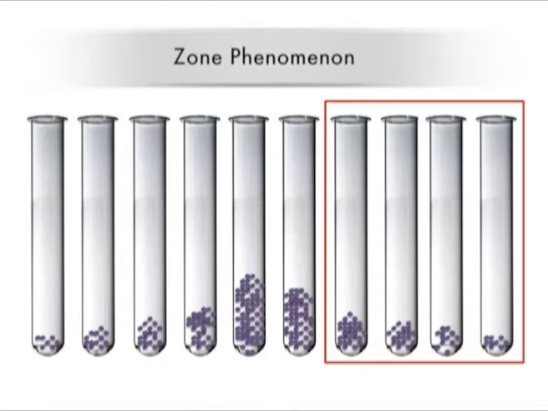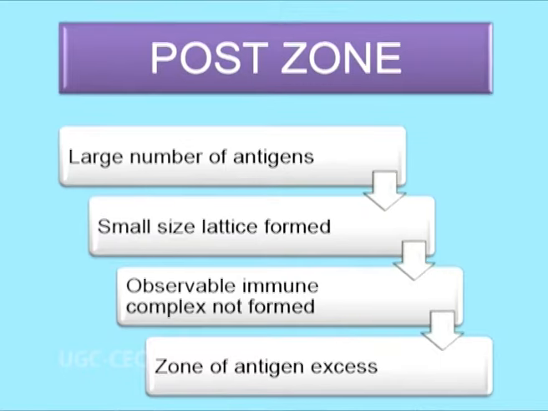In the later tubes, where the antigens are in excess, there are numerous epitopes available for the binding to antibody paratopes. In this case, both the paratopes of an antibody molecule are satisfied by different antigens. So, there is no cross linking again. Due to small size of lattice, observable immune complex is not formed. This is known as zone of antigen excess or post zone.